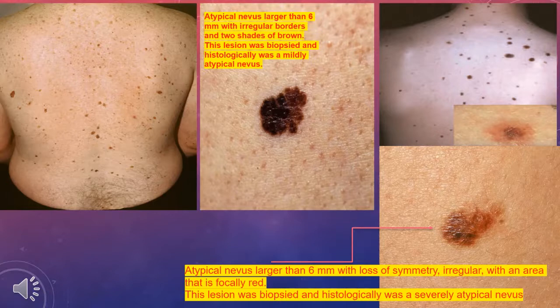As you can see in the image, the atypical nevus is larger than 0.6 centimeter, with loss of symmetry, irregular borders, and variegation of the color with an area that is focally red. If you go for biopsy of this case, it was a severely atypical nevus.